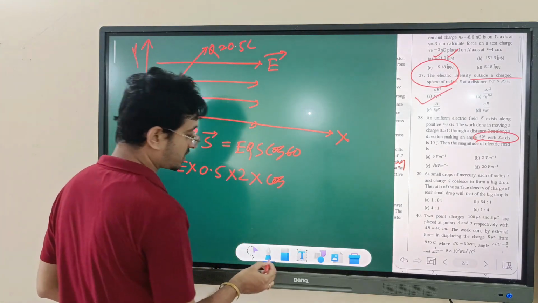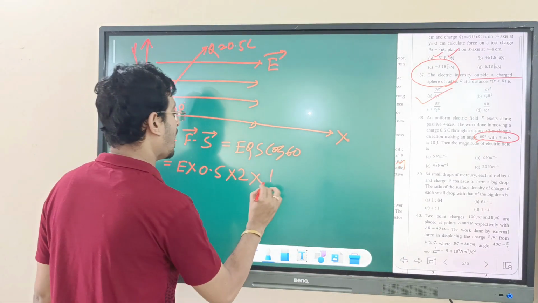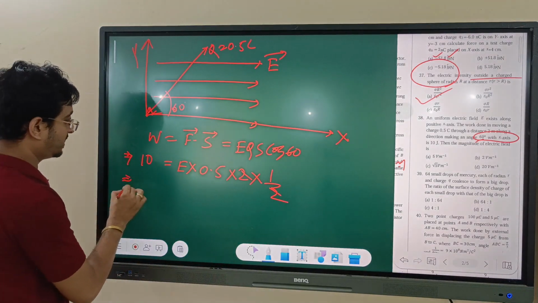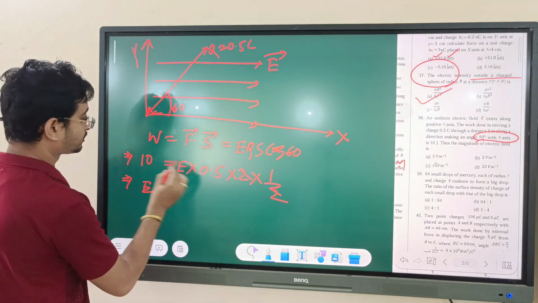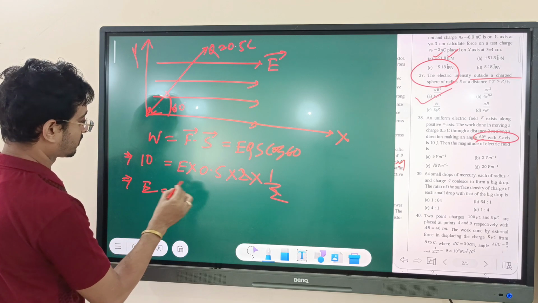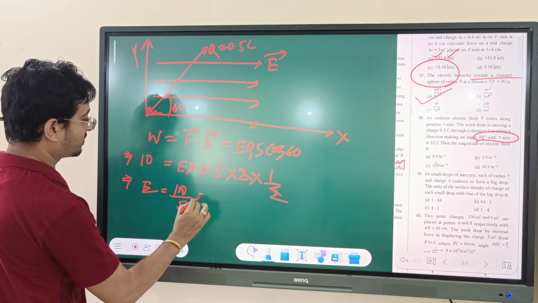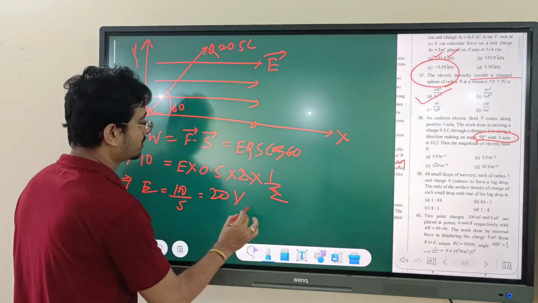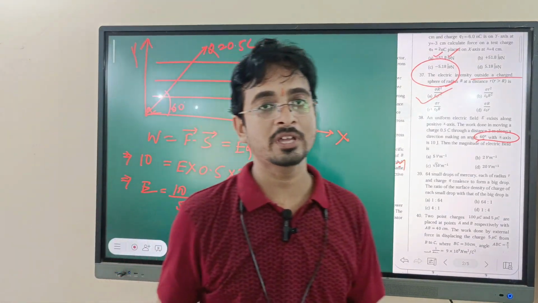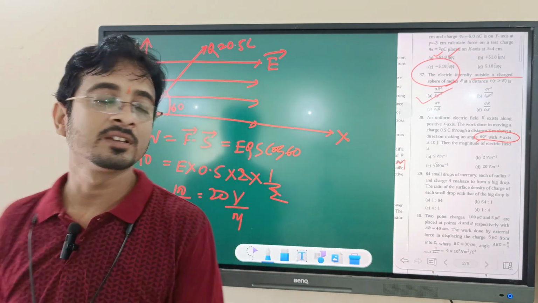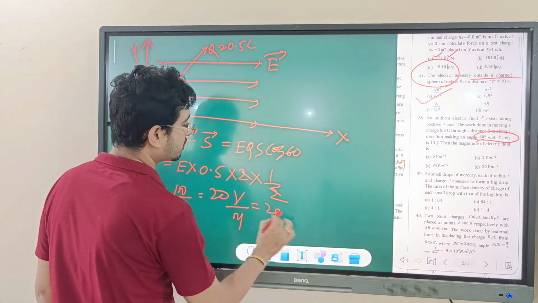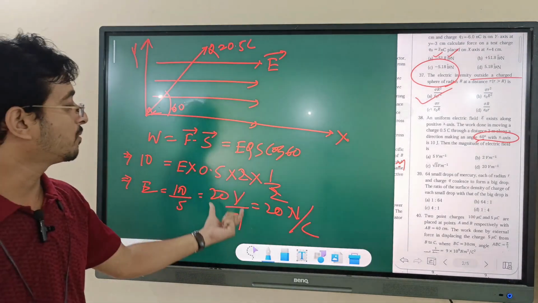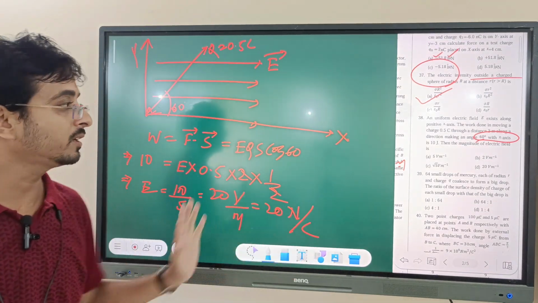The value of cos 60 is half. These two will cancel out each other, and the electric field E is equal to 100 by 5, that is equal to 20 volt by meter. Volt by meter and Newton by coulomb are the two units of electric field. So this will also be equal to 20 Newton by coulomb. The magnitude of electric field will be 20 volt by meter or 20 Newton by coulomb.